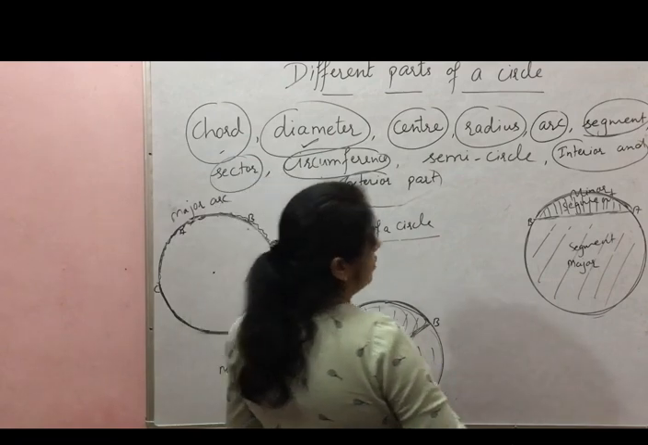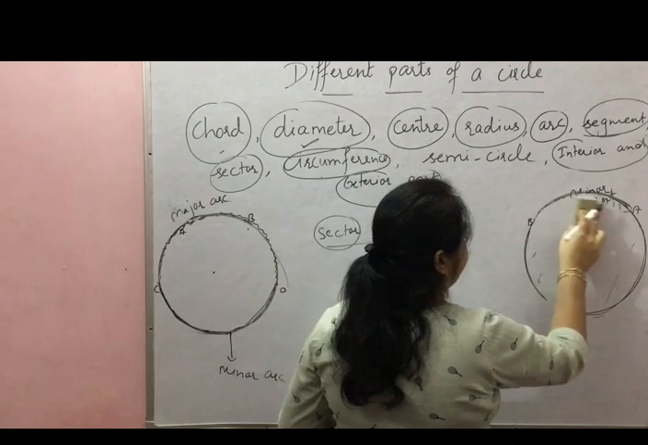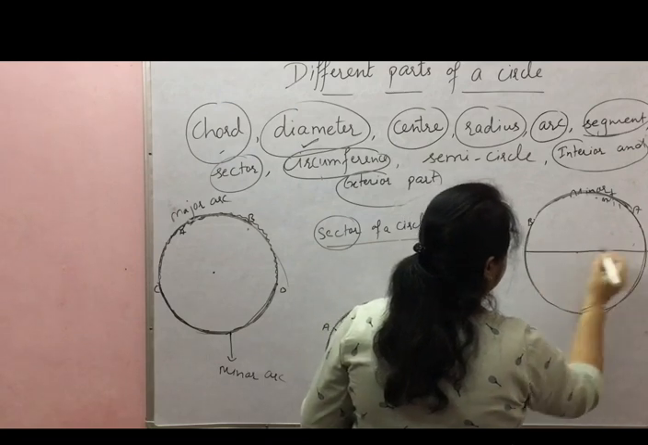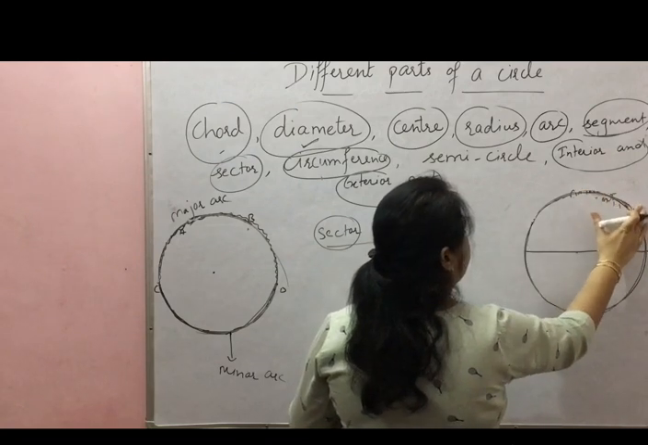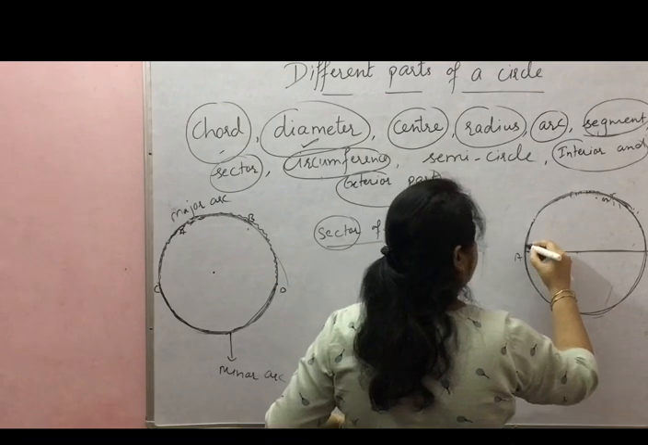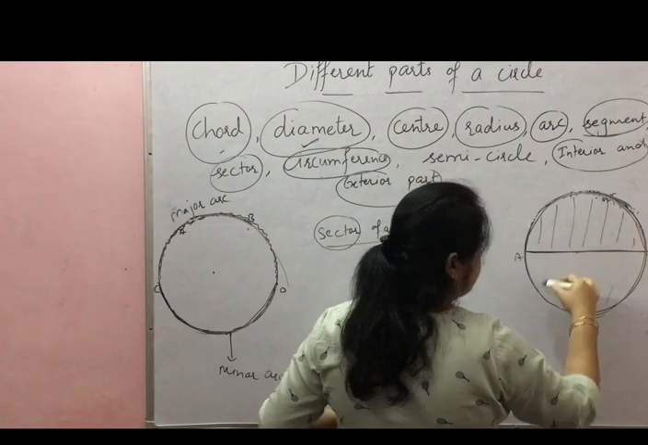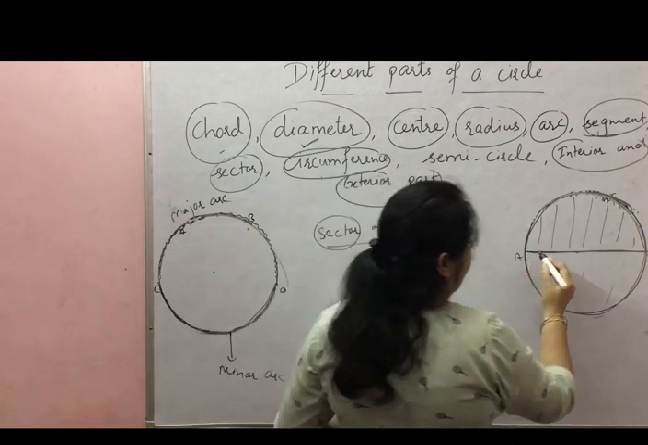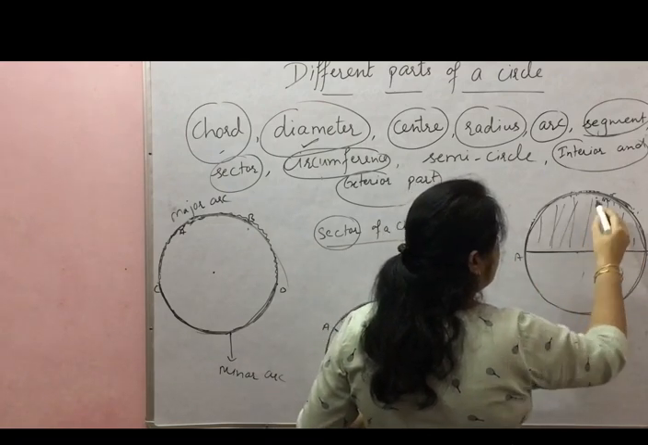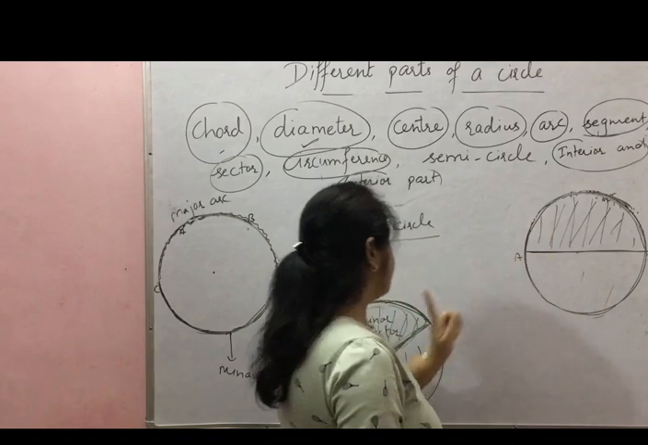But students, remember, if we have a chord which passes through the center, meaning this diameter, if we are talking about this AB, now this is a chord, and this is the arc. It means this is called a segment. So if we take that chord as a diameter, then this is called your segment, but both segments are equal.